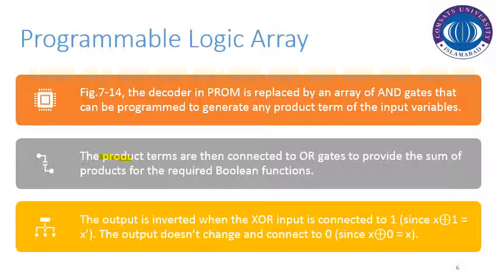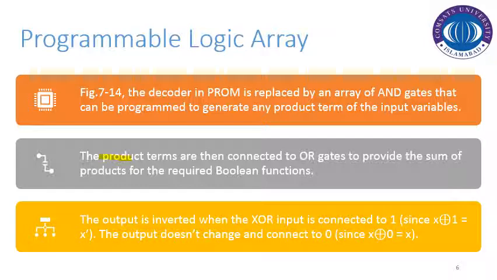So in order to completely implement any Boolean function, first of all, our task is to generate the product terms. Afterwards, we have to sum those product terms in the format of sum of products, so we will use OR gates or OR arrays to implement that functionality. So both the arrays, the AND array and OR array, are programmable in this particular structure.